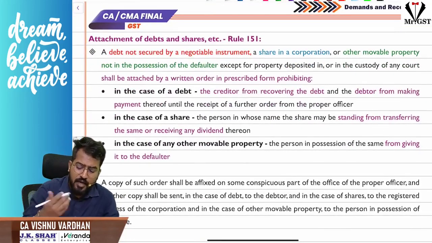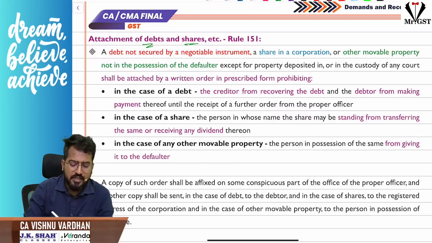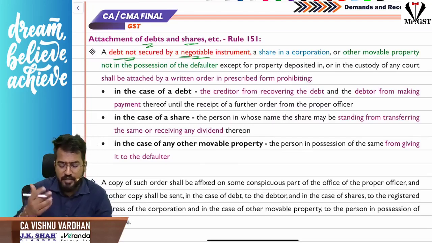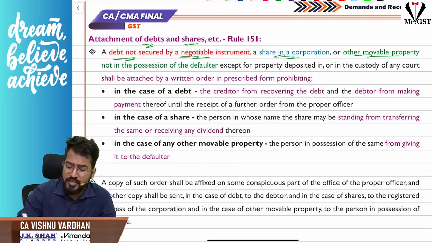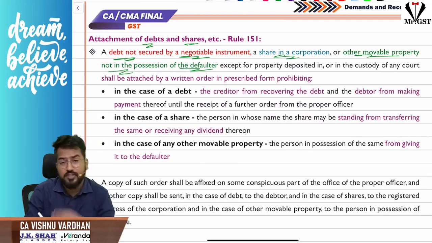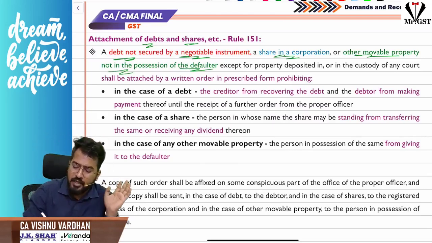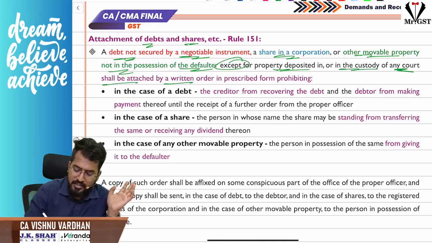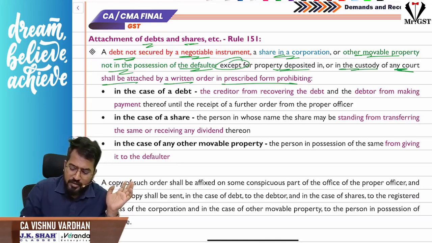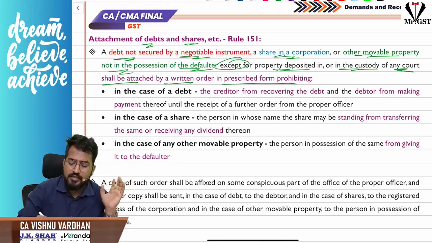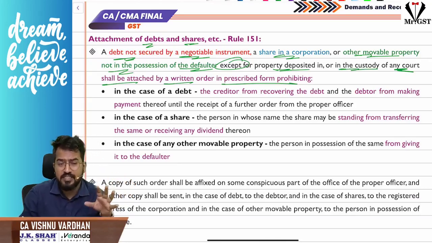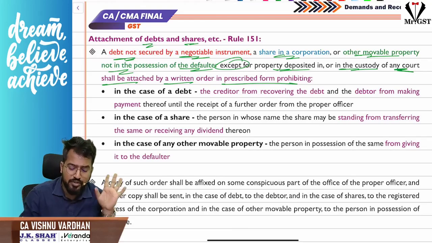Next, attachment of debts and shares. Please understand, a debt not secured by any negotiable instrument or share in a corporation or any other movable property which is not in the possession of the defaulter, except for the property deposited in or in the custody of any court, shall be attached by written order in the prescribed form, prohibiting any other property which is not in the possession of the defaulter.